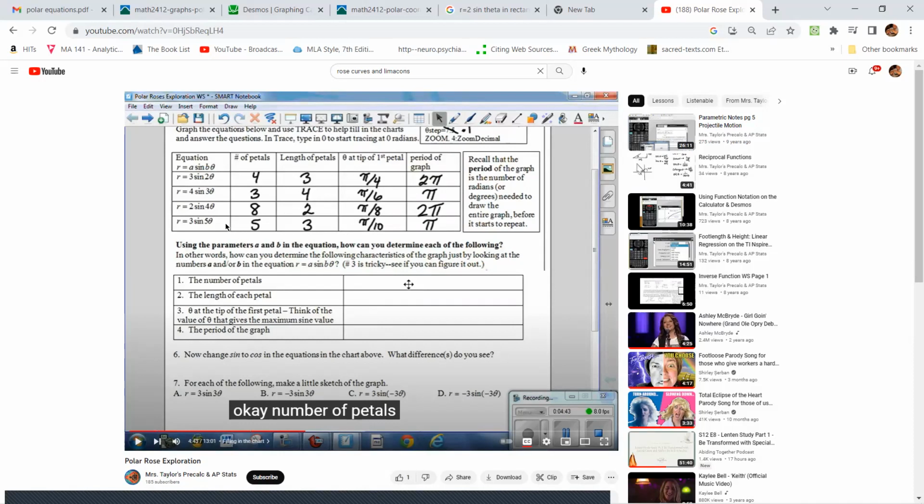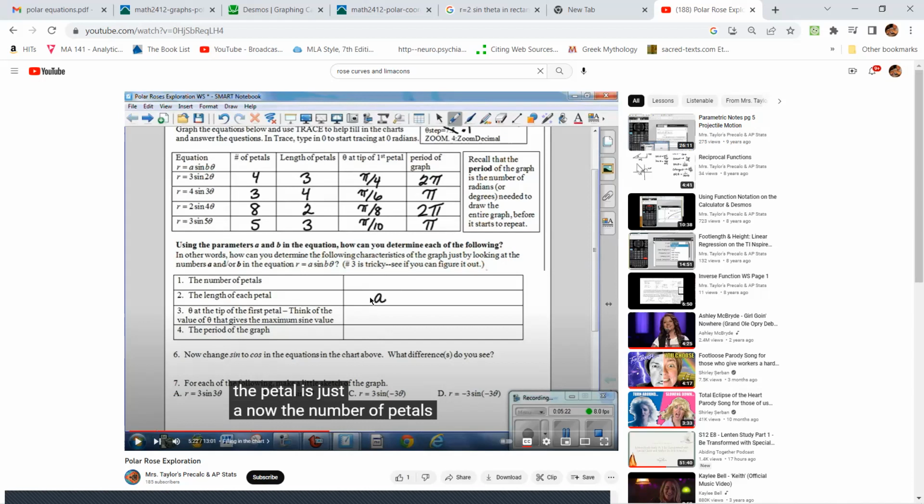The number of petals, she got it from 5, which is an odd number. So odd, very good. That's 5. The length of the petals, because the A is 3, that's the radius. And then the tip of the first petal she got by dividing 90 by 5. So now look down here and see, she's going to give you the general terms.